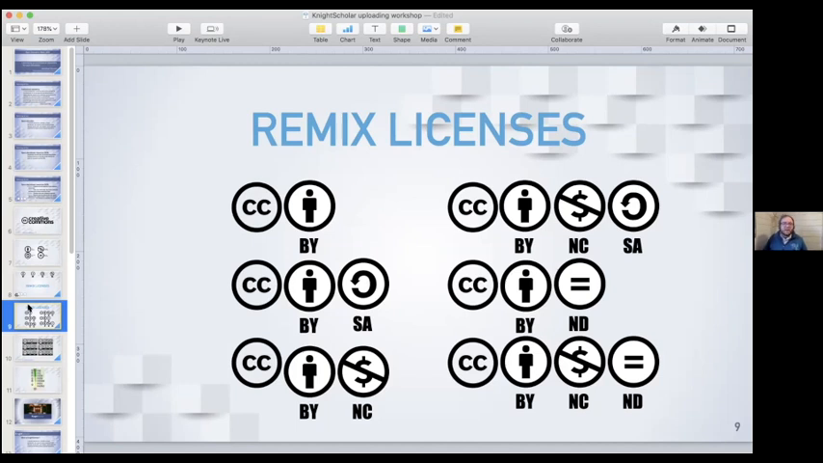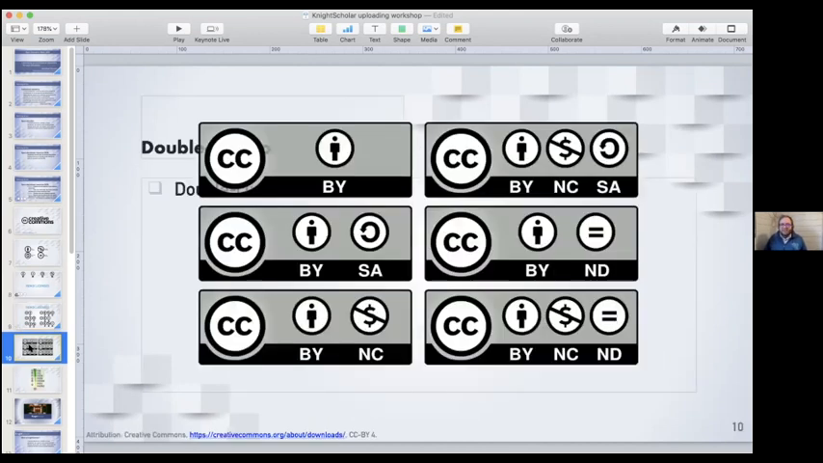So we have CC BY share alike, CC BY non-commercial, CC BY non-commercial share alike, CC BY no derivatives, or CC BY non-commercial no derivatives. This is a lot of stuff going on in here, and there are a lot of different places that you can go to make sure that you are using a license that is most meaningful for you and for your work. You will see licenses looking like something like this. These logos are pretty common with anything that is Creative Commons licensed.